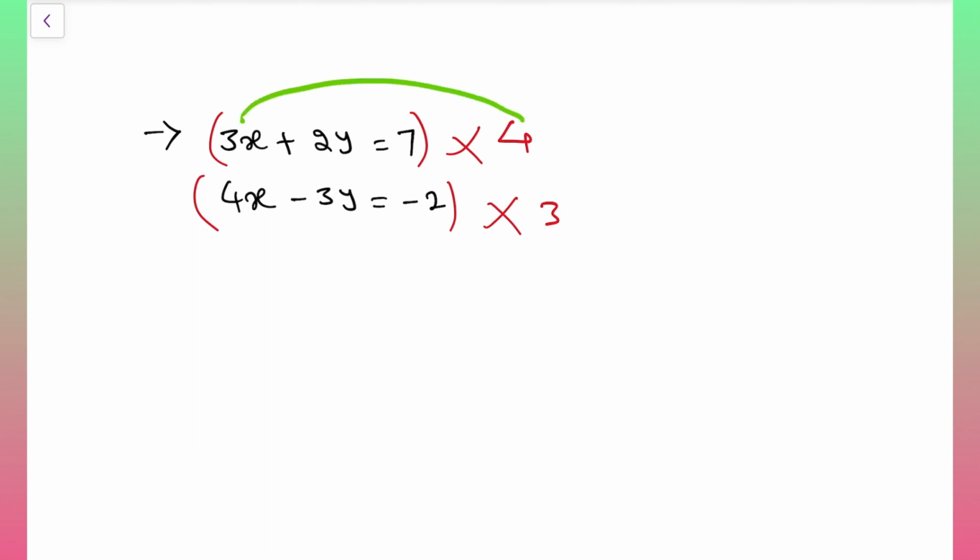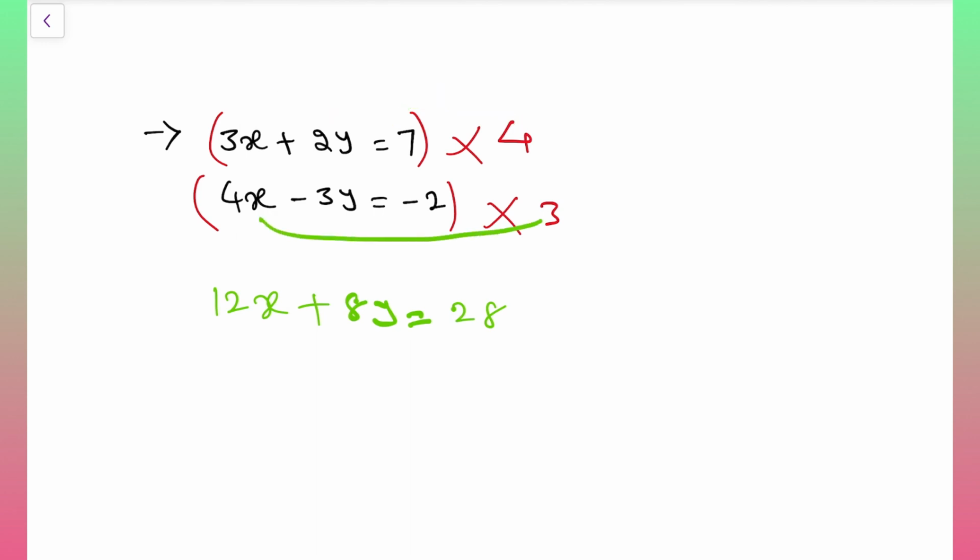3x into 4 is 12x plus 2y into 4 is 8y is equal to 7 into 4, 28. Now multiply the same with the second equation also. 4x into 3 is 12x minus 3y into 3 is minus 9y is equal to minus 2 into 3, minus 6.